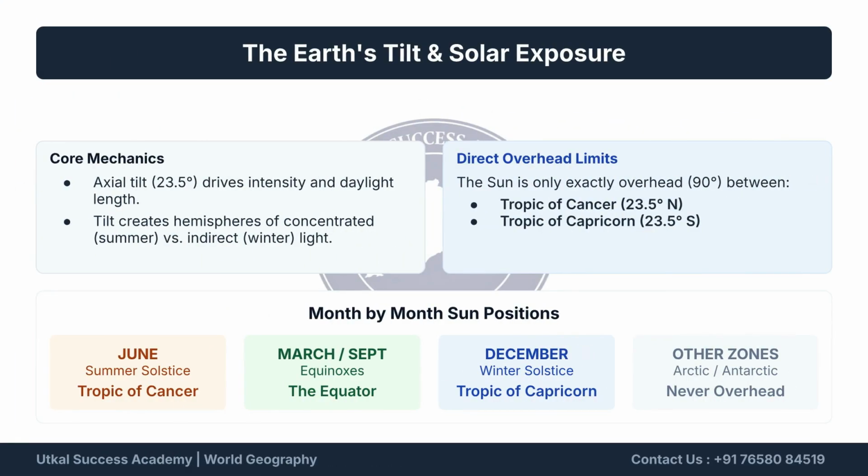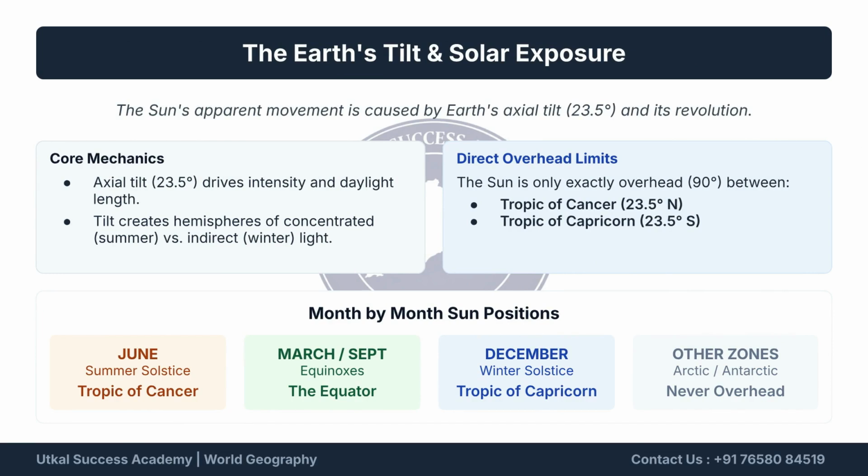Now moving to Earth's tilt and solar exposure. The Earth's 23.5-degree axial tilt and revolution around the Sun controls seasons and the position of direct sunlight. During June, the Sun is overhead at the Tropic of Cancer, in December at the Tropic of Capricorn, and during March and September equinoxes, it is directly overhead at the equator.